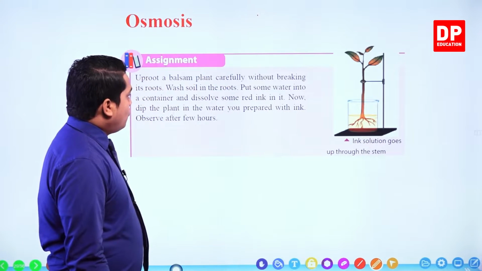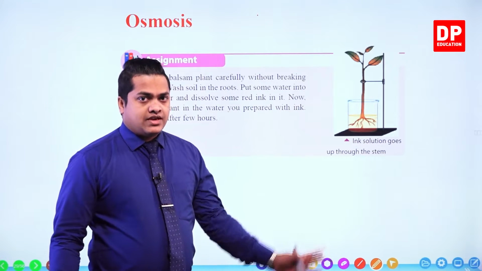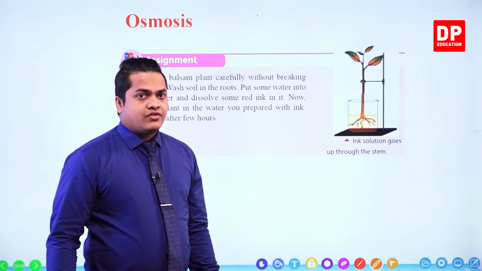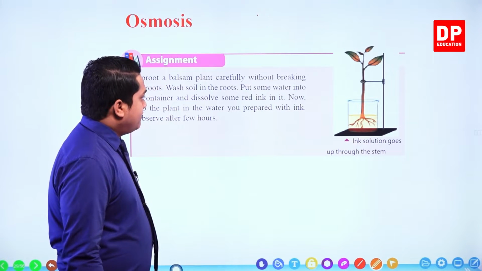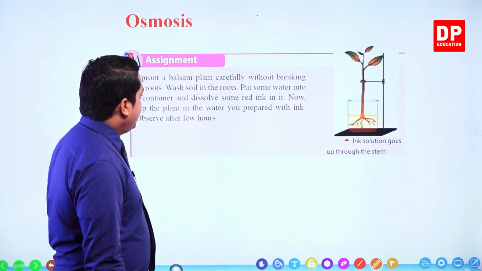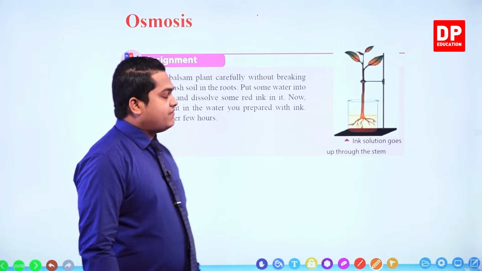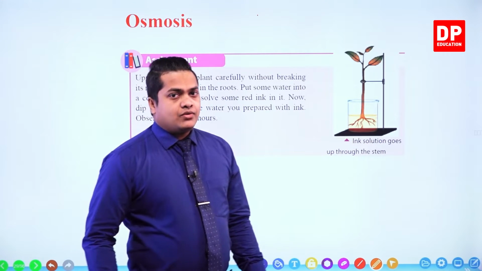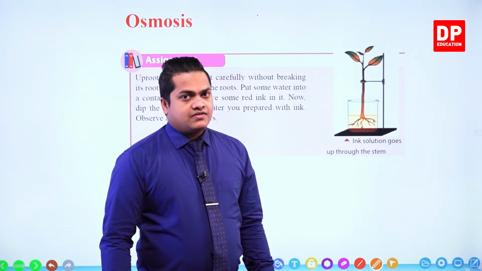Then wash the soil off the roots. We have to wash it very well, as there is soil, so we have to remove that soil and dirt from the roots. Put some water into a container and dissolve some red ink in it. So we have to put some water and dissolve red ink in it.